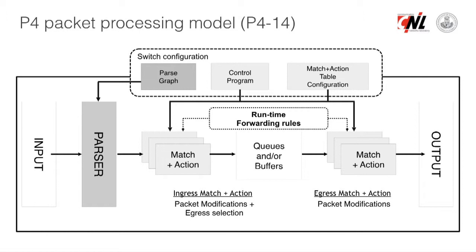The first element is the parser, where you identify the header instances in the packet. Then your packet goes through a match action tables, a chain of match action tables. And then your packet is stored in a buffer or queues. At the egress side, you also apply a control program consisting of a chain of match action tables. After that, your packet is egressed.